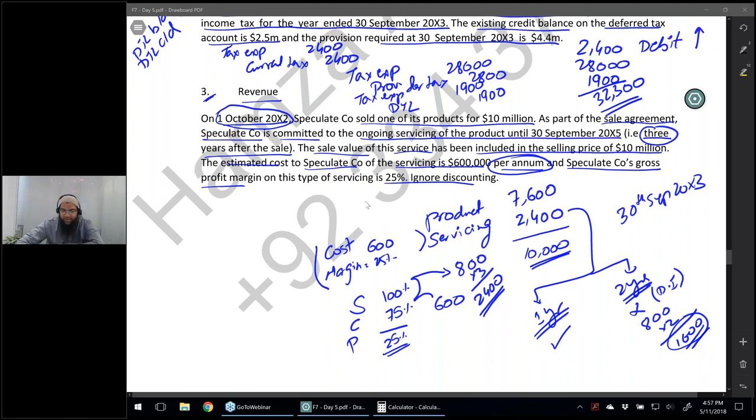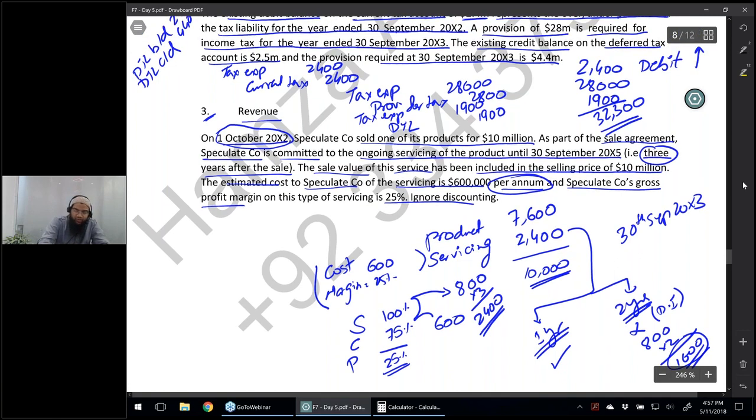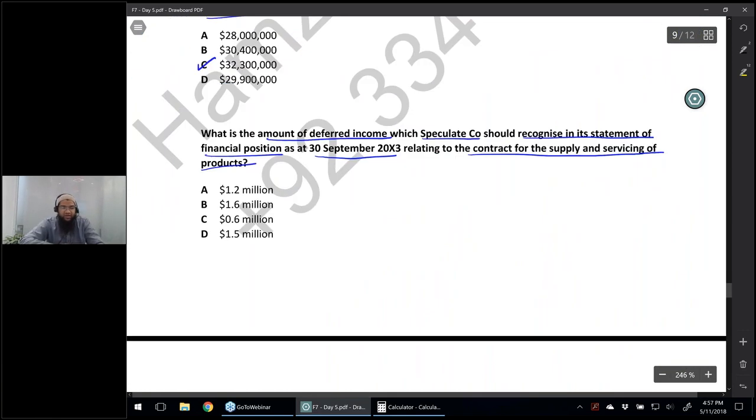Tajwa, the financial assets were equity instruments, so there will be no interest on that. The financial asset that we were discussing were actually equity shares, and that is why you're not going to calculate the interest on that. So the amount of deferred income in our answer is going to be B, which is 1,600,000.